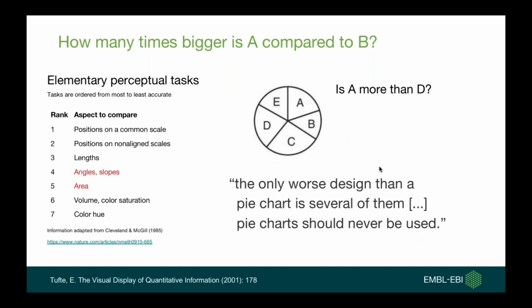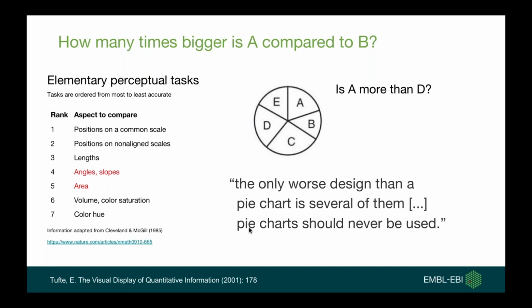There's a person called Edward Tufte, who is one of the pioneers in data visualization. And he wrote a book called The Visual Display of Quantitative Information. So if you go to page 178 in this book, you'll find this quote: "The only worse design than a pie chart is several of them, and the pie chart should never be used." This is part of a wider quote, but you can see that pie charts can sometimes be very heavily criticized in the data visualization field.